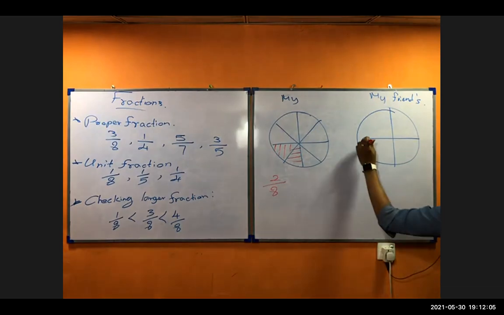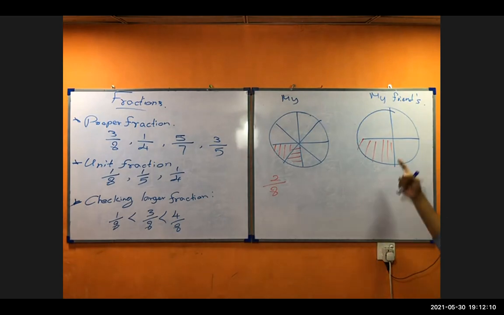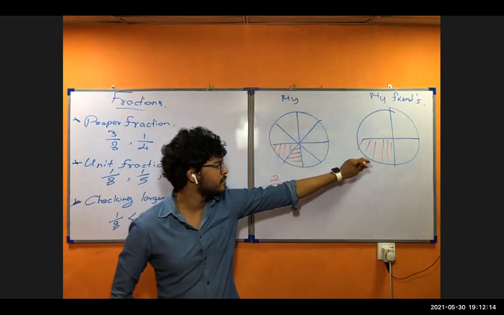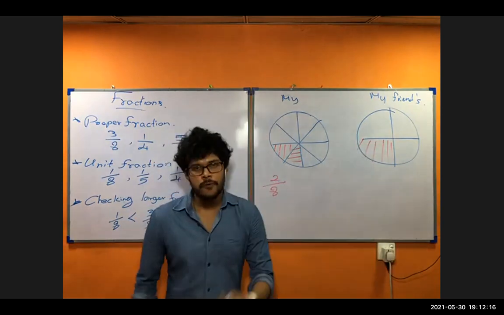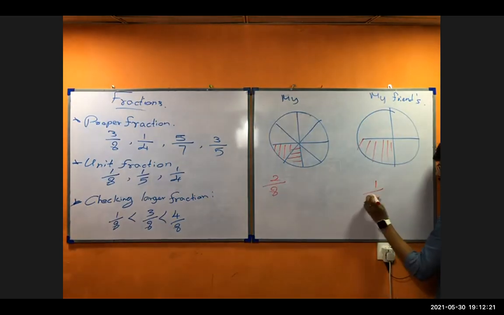My friend just ate one piece of the pizza, but this is not going to be an eighth, right? This is going to be a fourth, because I have cut the pizza only into 4 pieces. So it is going to be a fourth. So my friend ate 1/4.